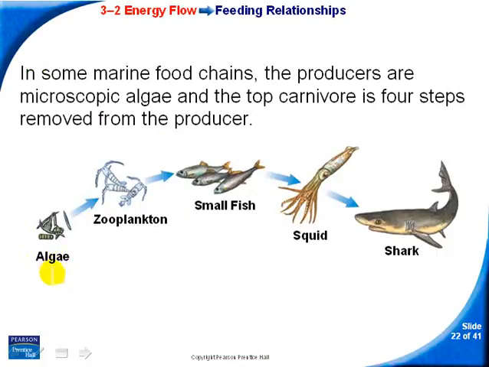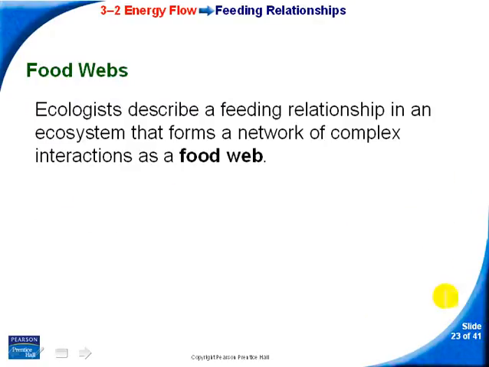Here's a simple food chain. It starts with algae, which is eaten by zooplankton, which is eaten by small fish, which is eaten by the squid, which is eaten by the shark. So you can see there's 1, 2, 3, 4 steps until the shark gets the energy. Remember, the algae probably underwent photosynthesis, and it took 1, 2, 3, 4 steps for that energy from photosynthesis to get to the shark. Now, it's not so simple as a chain.